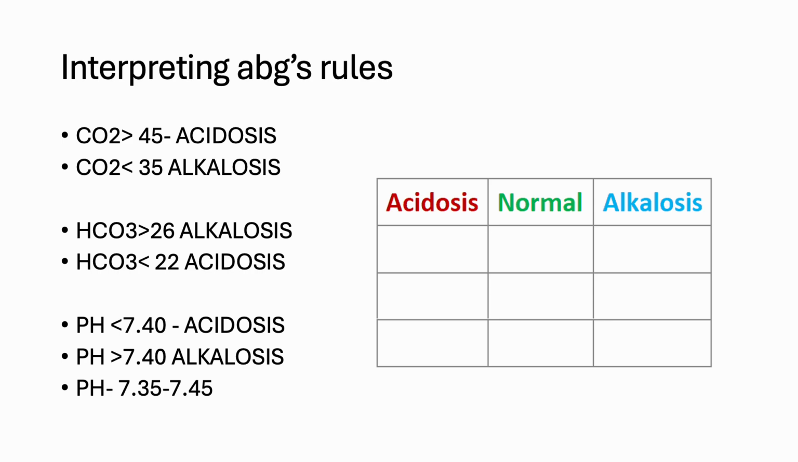So remember your normal ranges. Normal range is 35 to 45 for your CO2. So the chart even says on here, if it is less than 35, it is alkalosis. If it's greater than 45, acidosis. With your bicarb, normal range is 22 to 26. If it's less than 22, acidosis. If it's greater than 26, alkalosis.